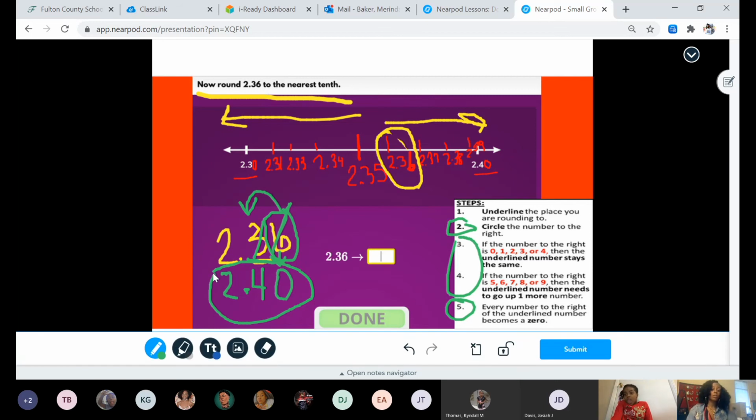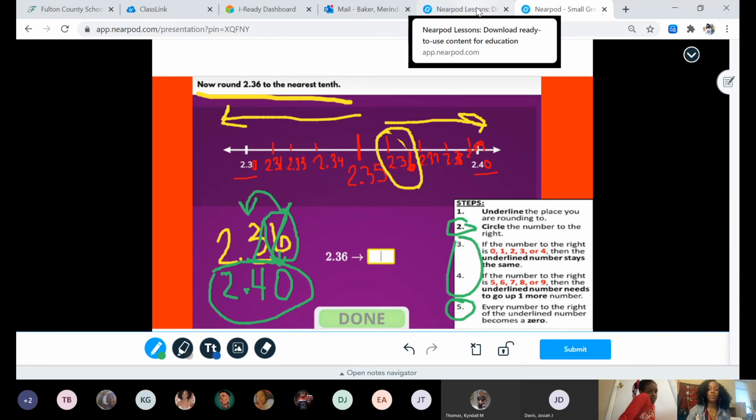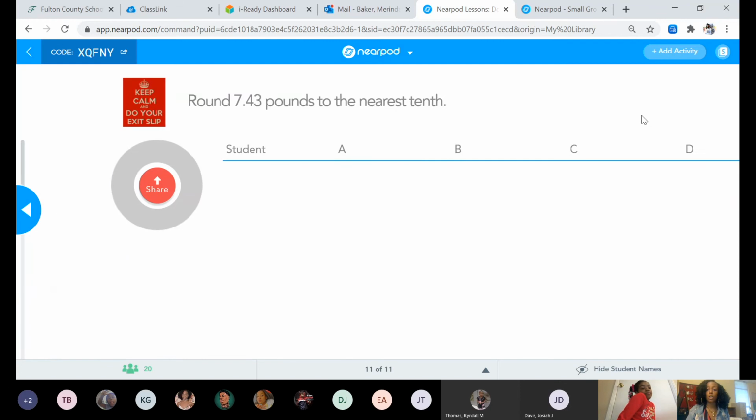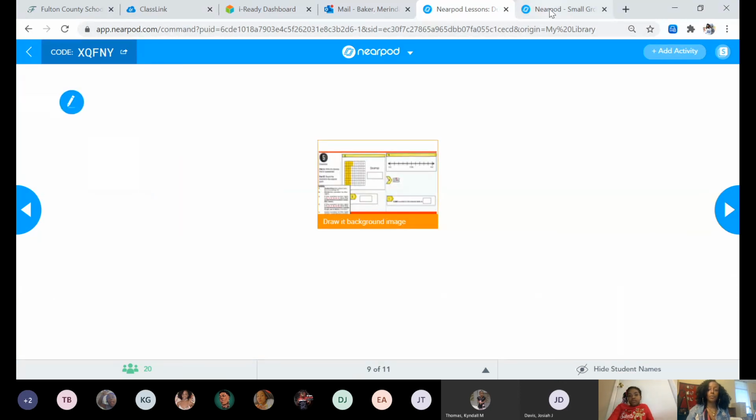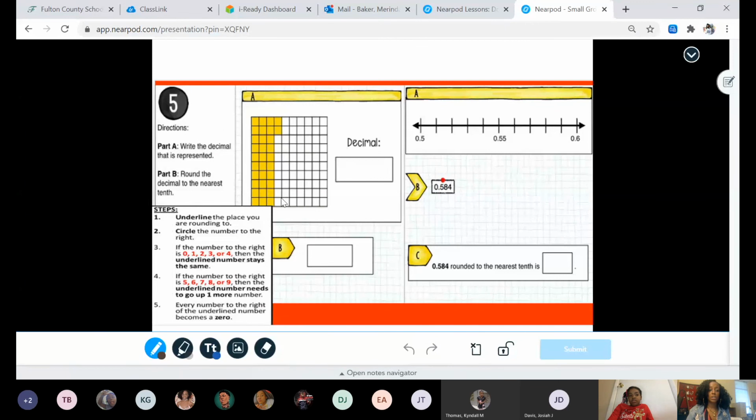Since y'all been doing so good at this, that means you're already rounded homework. That means it should be easy and done quick. All right, now I'm going to give you guys a chance to practice on your own. So you should be on your Nearpod. Everybody should be on this.